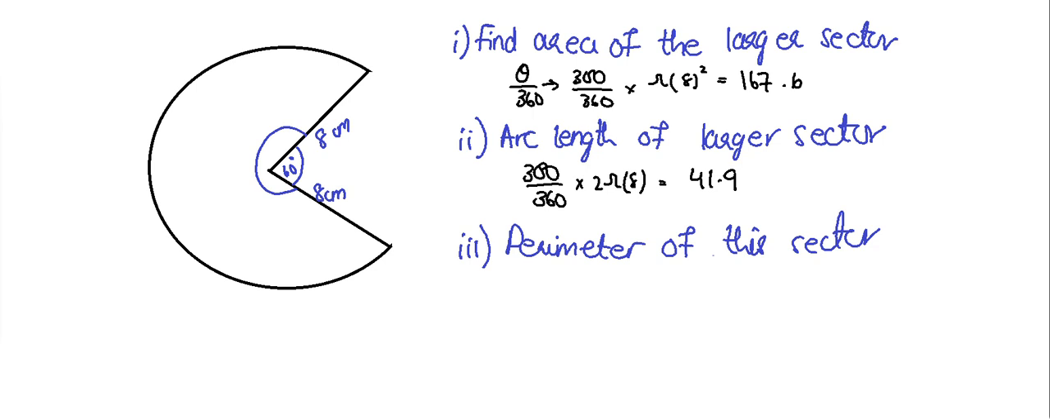What's the perimeter of that sector? It's not rocket science, come on. 41.9 plus 16, because 8 and 8 are going to add up. So this entire sector is 41.9, and this is going to be 16, which gives us 57.9.